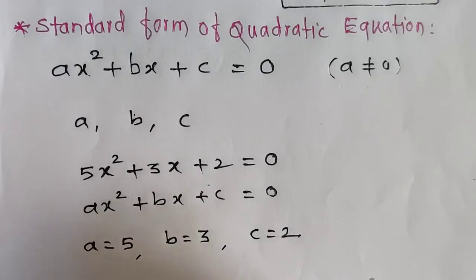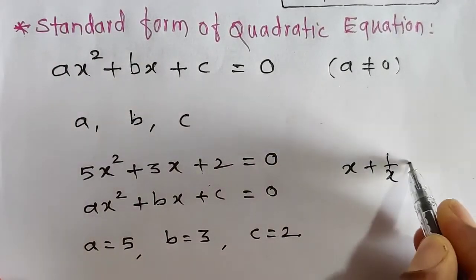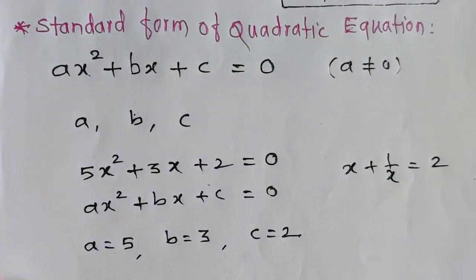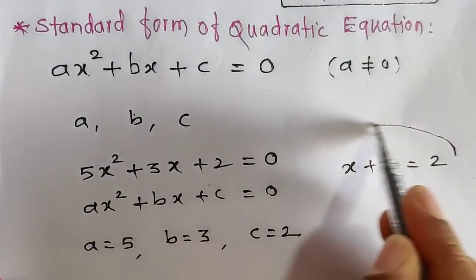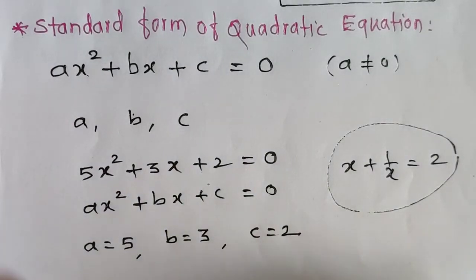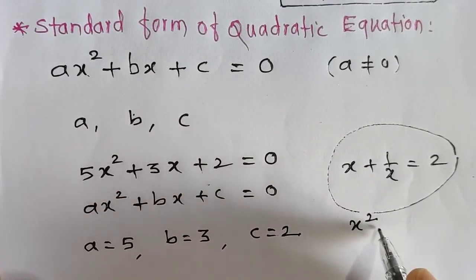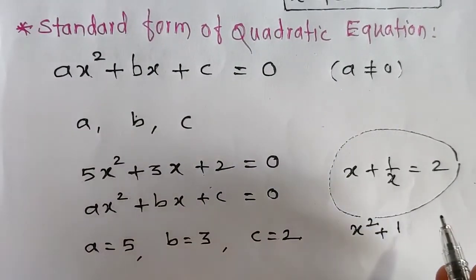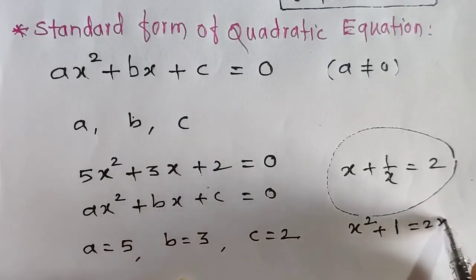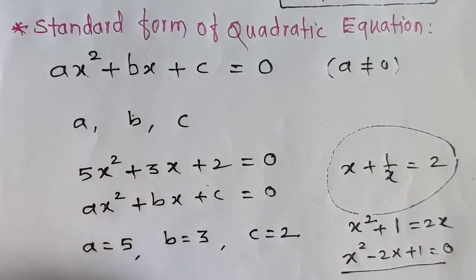The second thing is that by observing the equation, we can't directly say. Suppose this is the equation: x plus 1 upon x is equal to 2. Here, if we observe the index of x, it is 1. But after simplification, if we multiply by x, we get x into x, x square, plus 1, where x gets cancelled, is equal to 2x. If we simplify, we get x square minus 2x plus 1 is equal to 0. This is the quadratic equation.